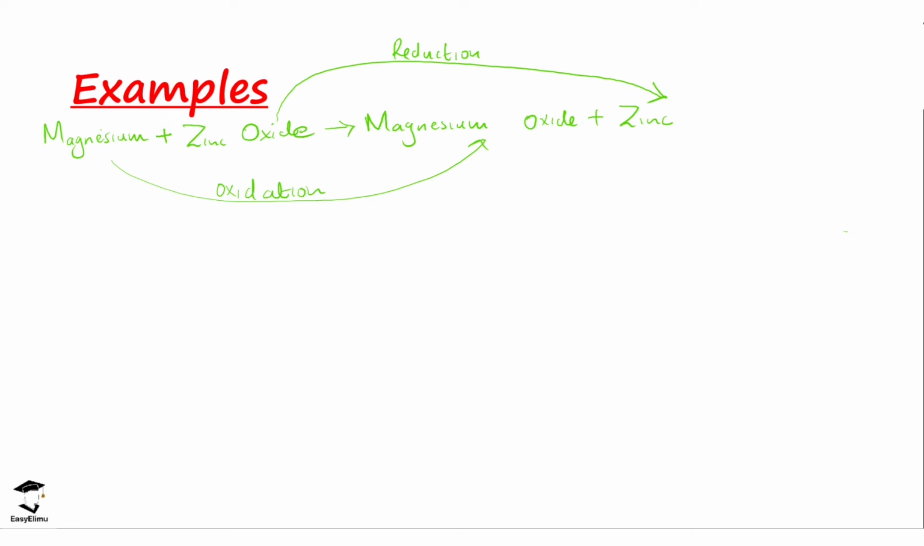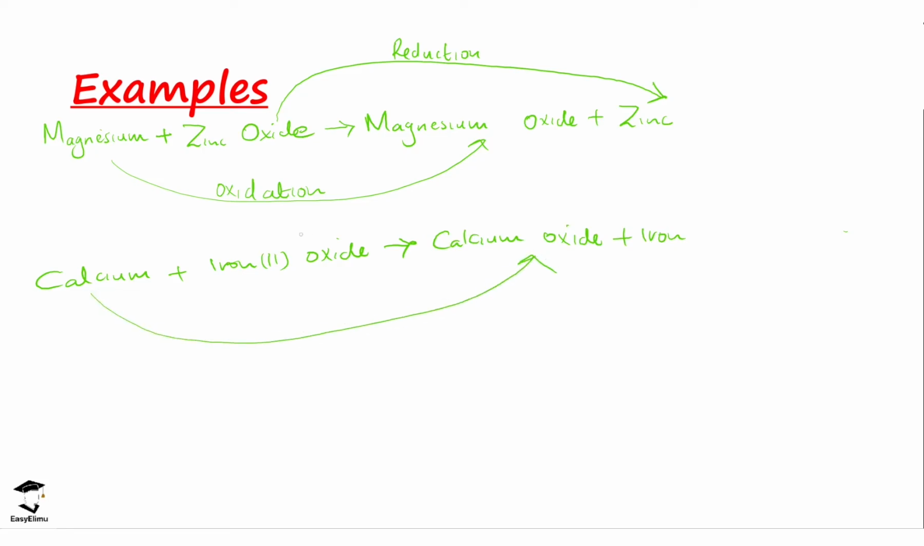Let's look at another example. We can react another metal that is high on the reactivity series, like calcium, with a metal oxide that is low in the reactivity series, like iron 2 oxide. This reaction is going to form calcium oxide and iron metal. You can see in calcium there is an addition of oxygen, and iron oxide is losing oxygen. So calcium moving to calcium oxide is oxidation, while iron 2 oxide losing its oxygen is referred to as reduction.